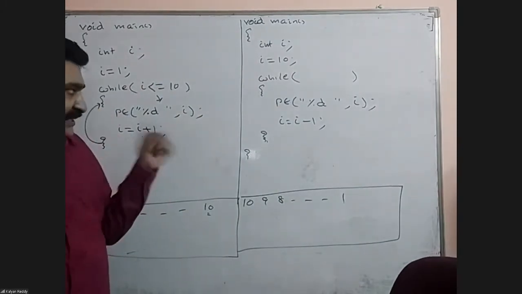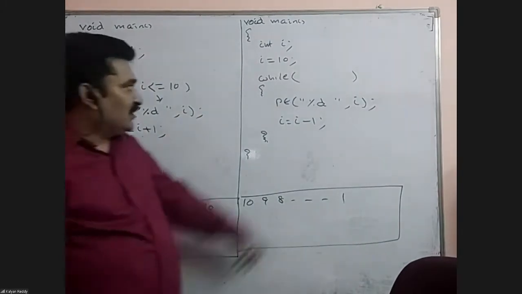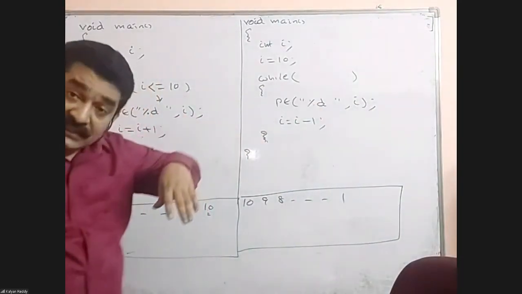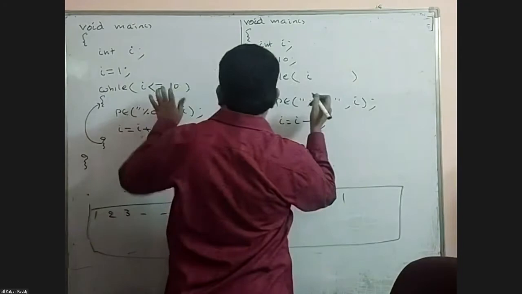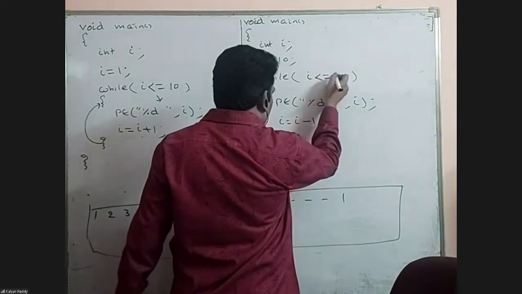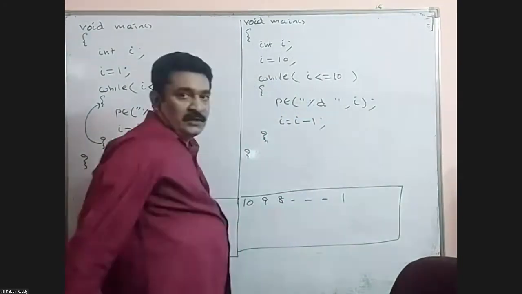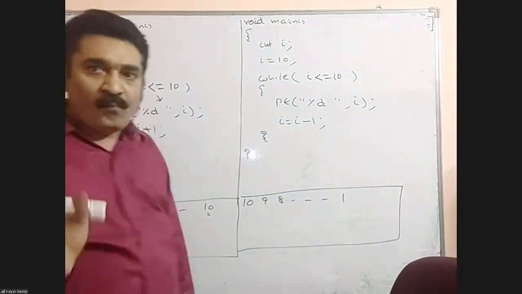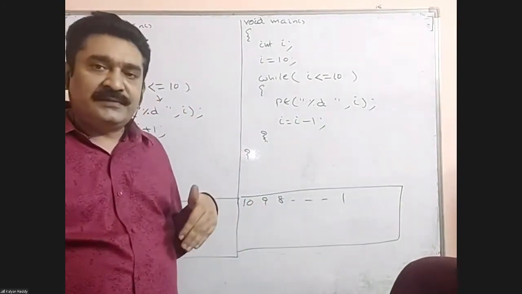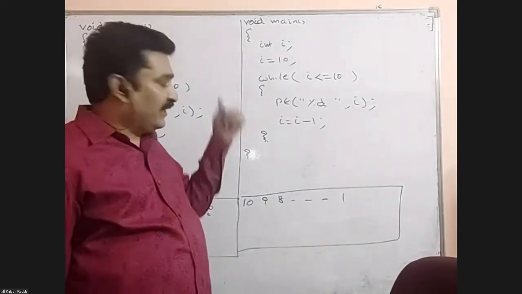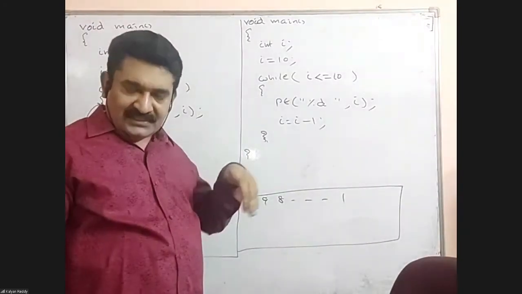Here the variable is decreasing, so go for the condition, less than or greater than. Suppose we give the condition the same as before: I less than or equal to 10. Run. Now, 10 less than or equal to 10, true, come inside, 10 printed.